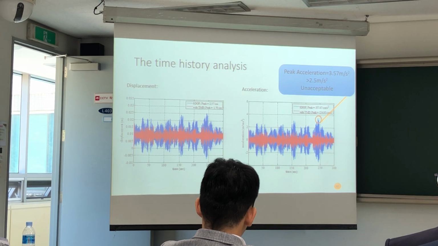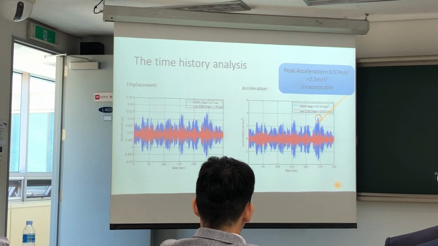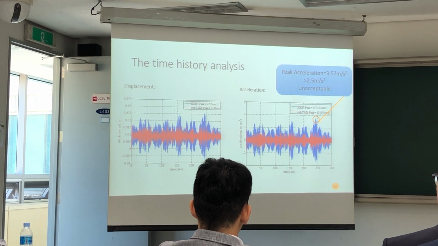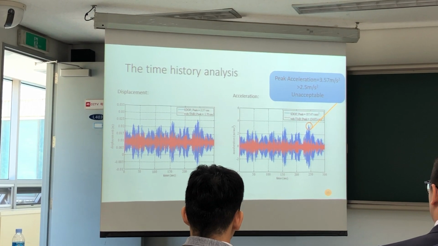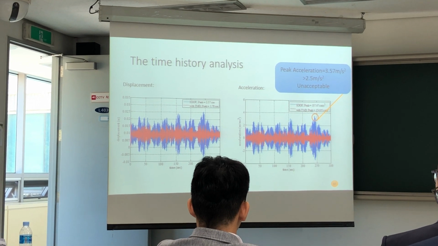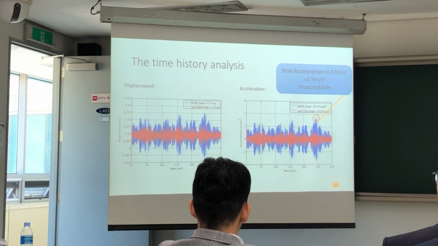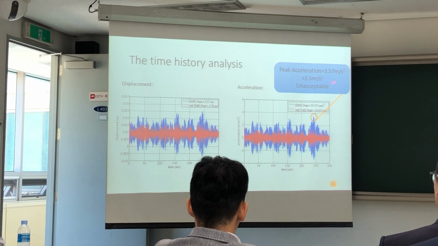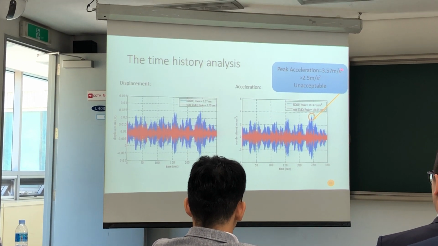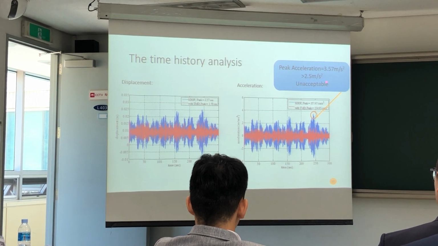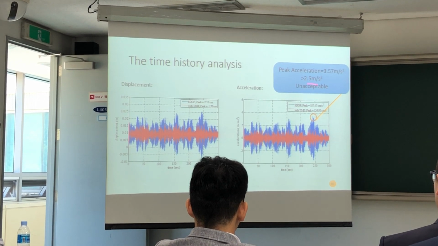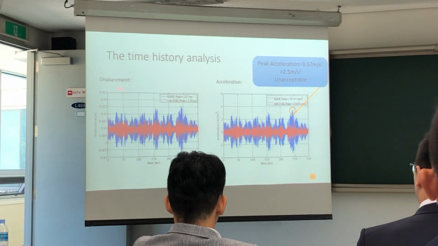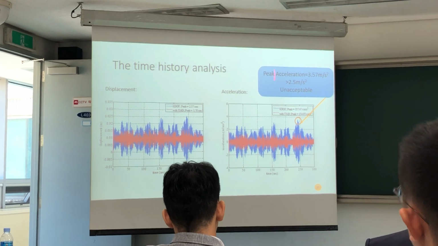After we got the parameters, we can do the time history analysis. The blue line represents the Diode bridge simplified as a single degree of freedom, and the red line is the Diode bridge with a conventional TMD. In the blue line, in the acceleration, it is obvious that the peak acceleration is 3.57, bigger than 2.5, and it is unacceptable. The conventional TMD can reduce both the displacement and the acceleration effectively.